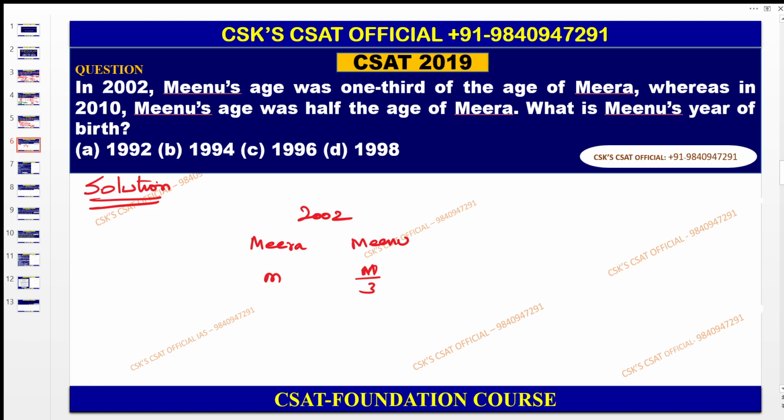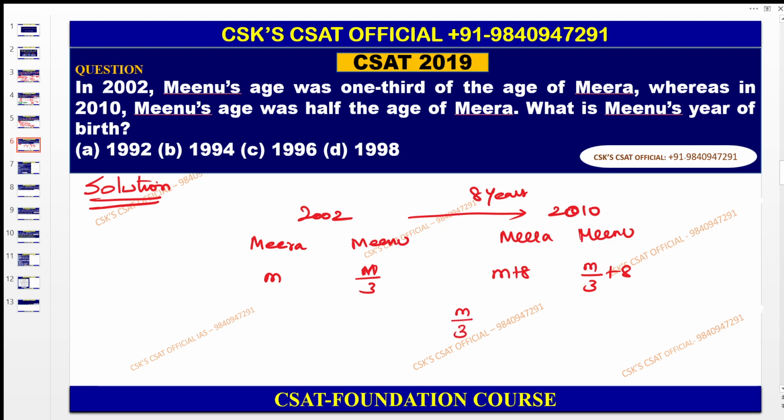Now, in 2010, so now move on. 8 years you are going to move on here, so that is nothing but 2010. So here the Mira, here the Minu. Age increases by 8, so therefore M plus 8, M by 3 plus 8. Now read it carefully. In 2010, Minu's age is nothing but M by 3 plus 8.